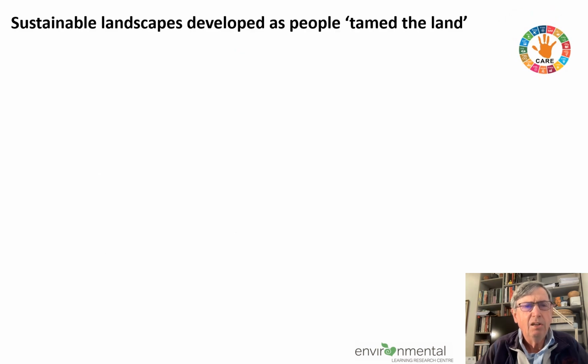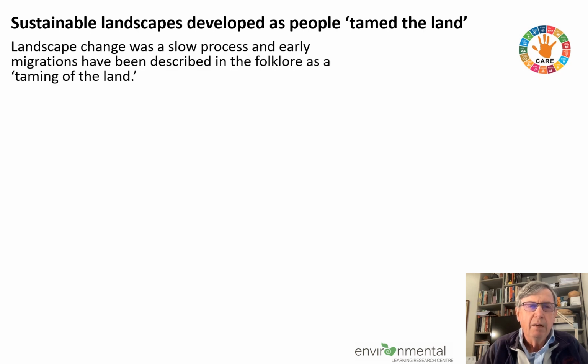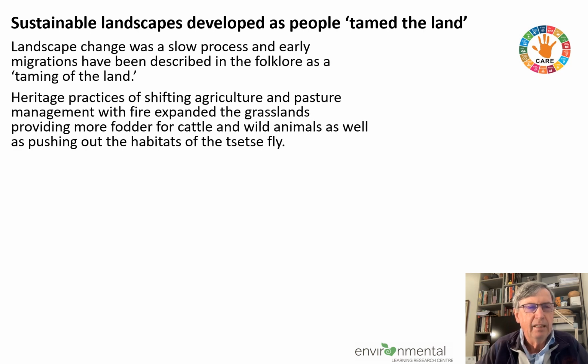So there's a long history of sustainable landscapes, and this happened through a process that in the indigenous language people talk about as a process of taming the land, and Chigwedere explores this, in that landscape change was a slow process, and early migrations have been described in the folklore as a process of taming the land.